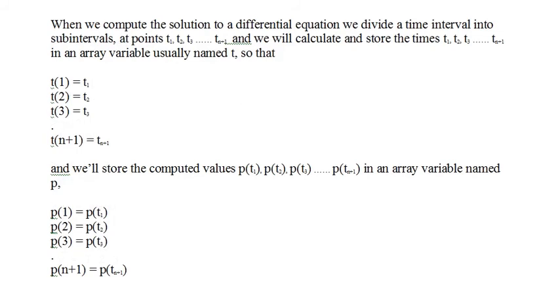We'll use an array in the program that's coming to store the start times of the subintervals. This will be the t array, and the elements will have the values shown. That is, the first element will have the time t1, which is usually 0. The second element will have the time t2, which is t1 plus dt. The third element will have the value t3, which is t2 plus dt, and so on.